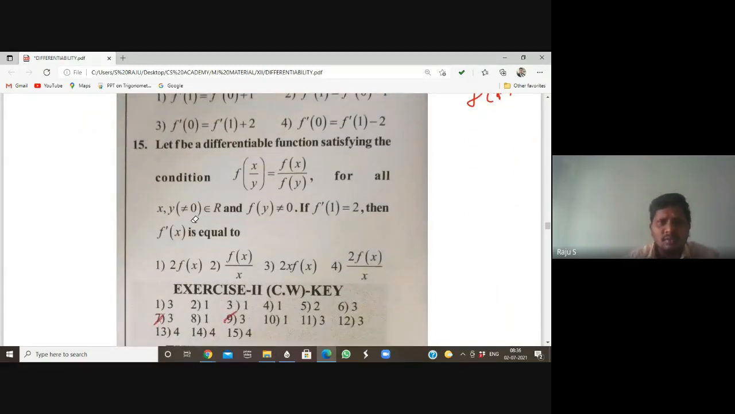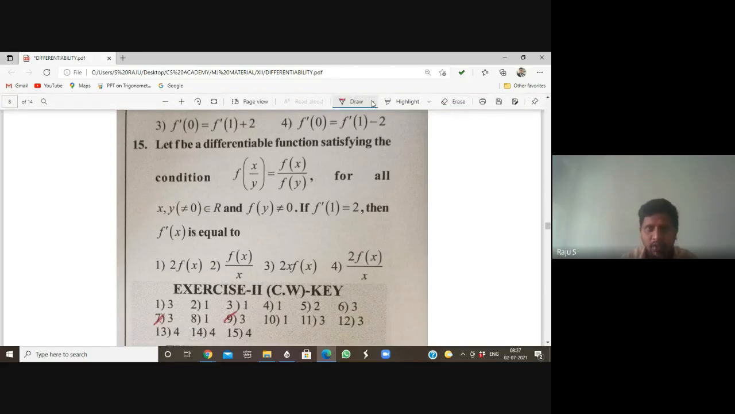15th question also, f is a differentiable function satisfying the condition. Okay, they given one condition. For all x, y not equal to 0, which belongs to real numbers, then f of y not equal to 0. Why f of y not equal to 0? Because it is in the denominator. Yes or no, student? Denominator, it should not become 0, right?